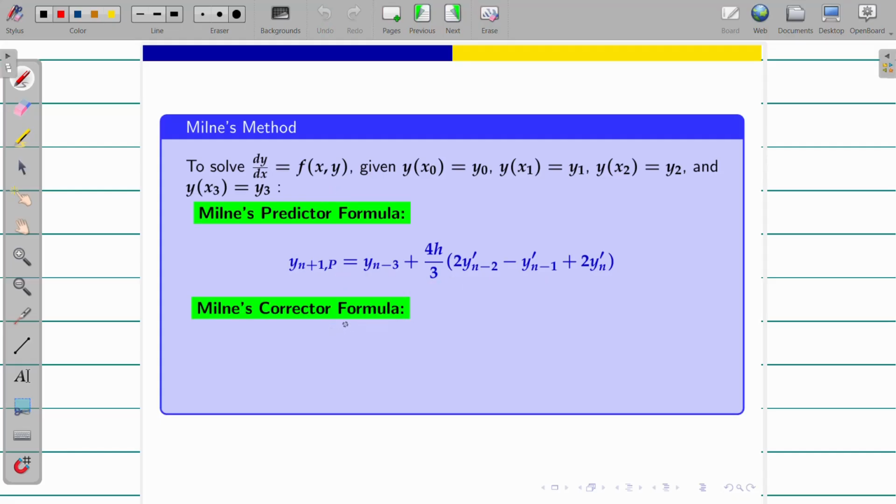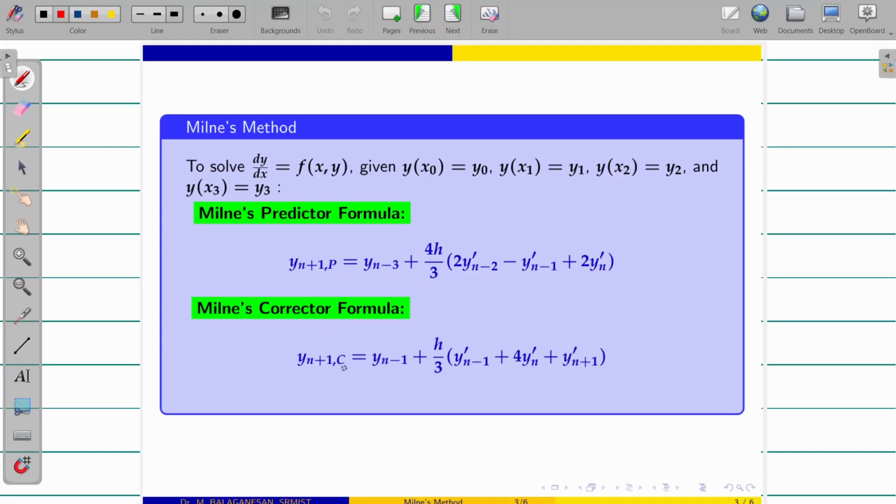Then Milne's corrector formula. Look at that, yn plus 1 comma c. This p and c represent predictor and corrector. For our convenience only we are writing it here. If you don't write that also, it won't be wrong. Yn plus 1 comma c equals yn minus 1 plus h by 3 times yn minus 1 dash plus 4 yn dash plus yn plus 1 dash. These two formulae are important to solve the ordinary differential equation problem under Milne's method.